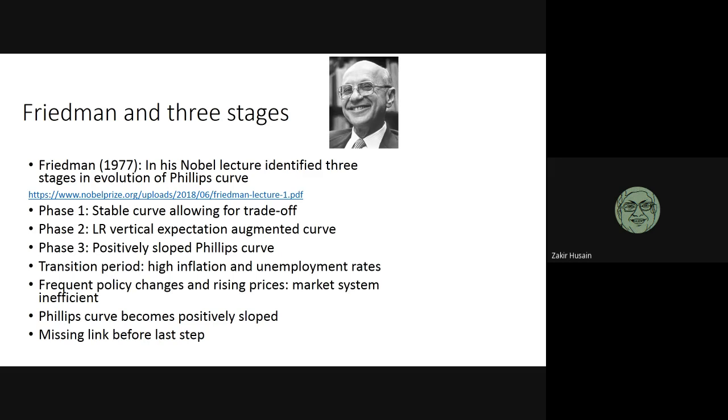The problem was just before the last step: frequent policy changes, rising prices. Why do frequent policy changes lead to rising prices? He failed to explain this or provide evidence in support of it. And so the third phase, the positively sloped Phillips curve theory, never really took off. So it's just a curiosity, but it's not part of your course.